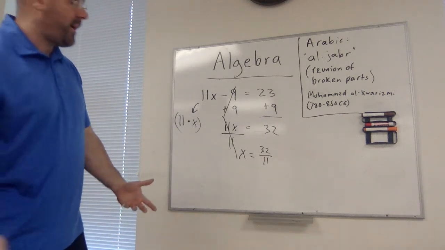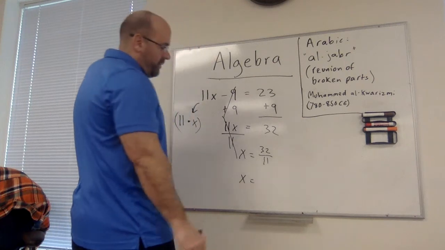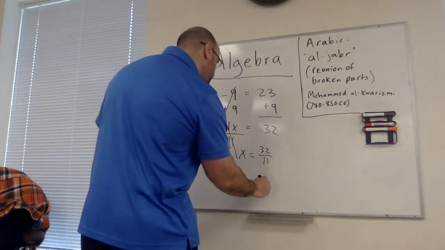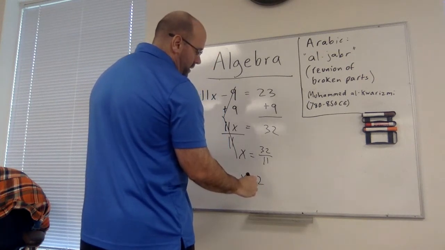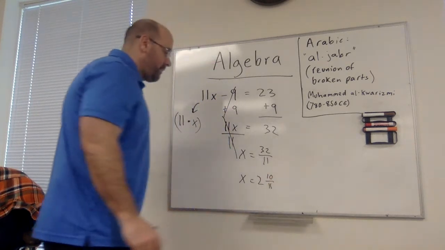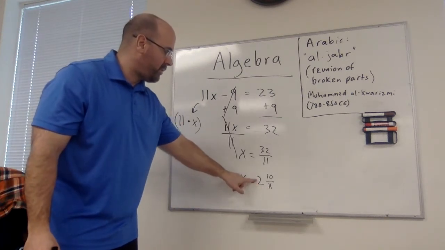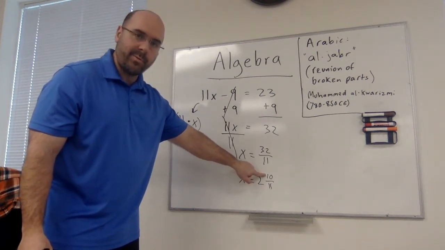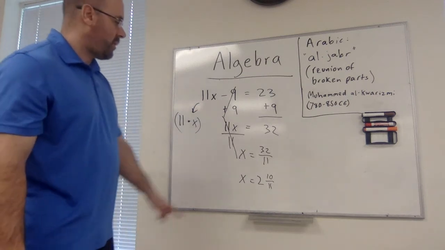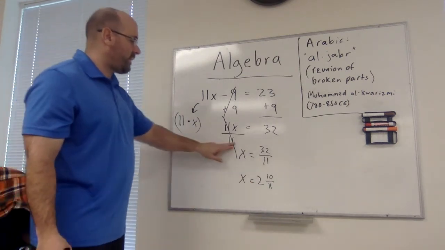That's an improper fraction. Let's make it a mixed number. x equals 2 and 10 11ths. Now, you know the trick there is that you can take the 11, multiply it by 2, get 22, add 10 to it, gets you 32 over 11. So x equals 2 and 10 11ths, or 32 over 11.